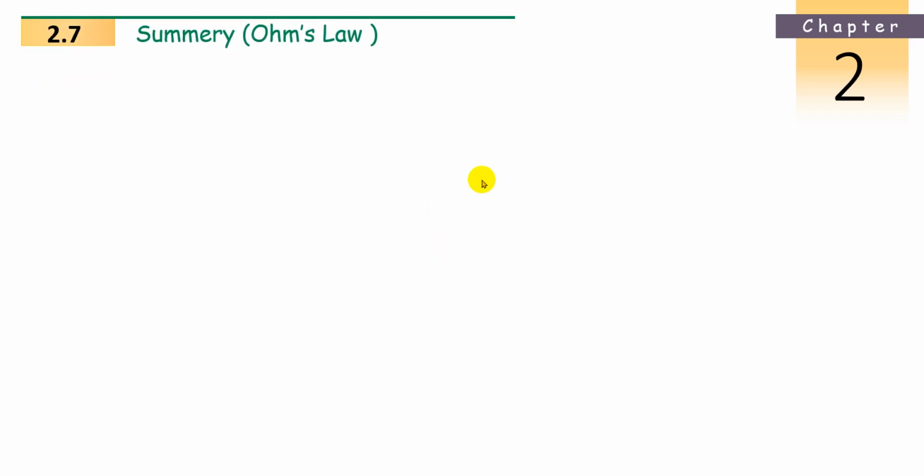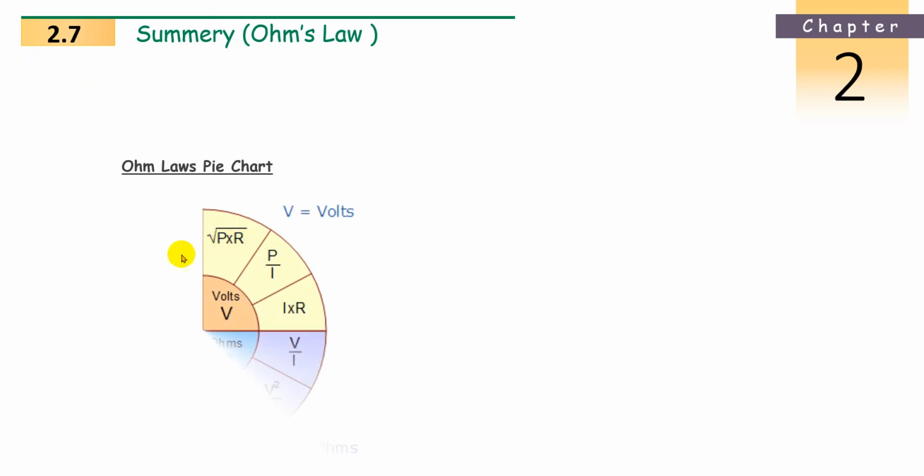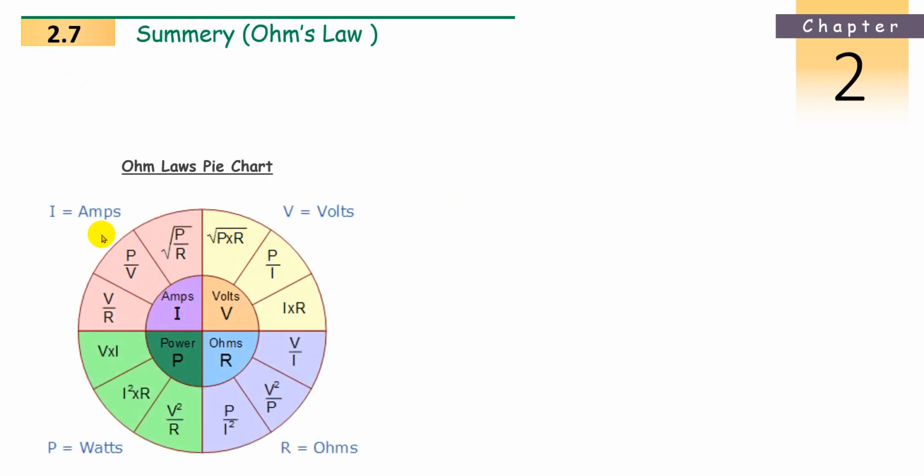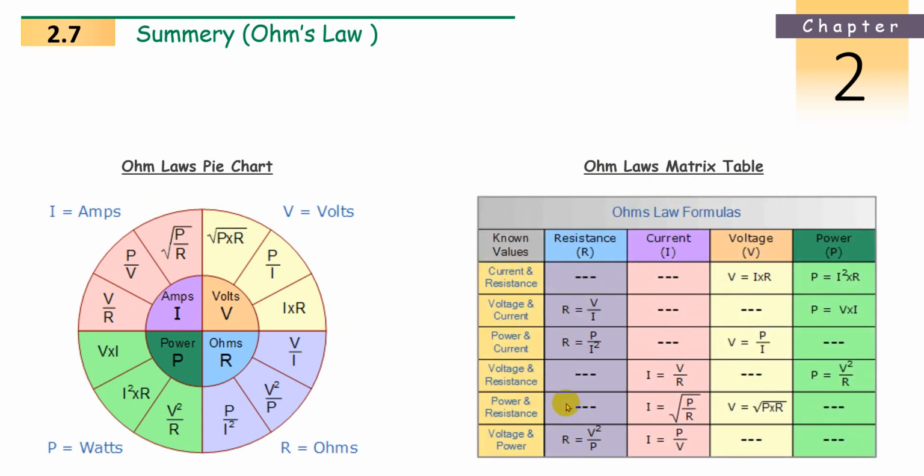Now we will go for the summary. In chapter 2, what are the items we studied? We have a small summary. We studied Ohm's law, that is V equals IR. Ohm's law in terms of power, voltage, current and resistance, you can have a pie chart like this, with all the equations given here with I, V, P and R. Another method we have is the Ohm's law matrix table, with the same voltage, current, power and R.